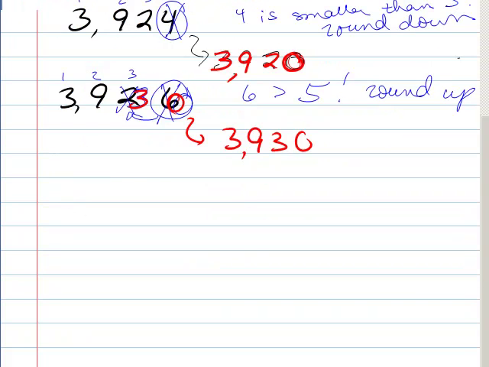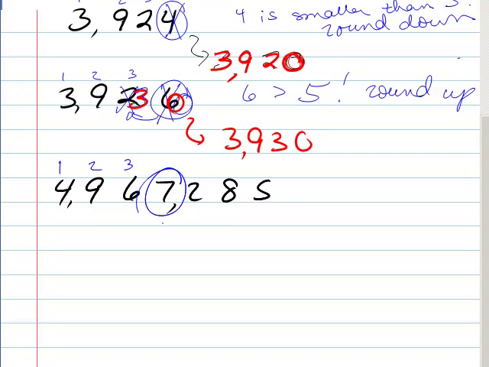Okay? So let's do a couple more low-hanging fruit. Let's try 4,967,285. We are still rounding to three significant digits. So we go 1, 2, 3. Okay, so this is the number that we look at. 7 is greater than 5, so we're going to round up. And we'll round up this number. So the 6 becomes a 7, and everything else becomes a 0.